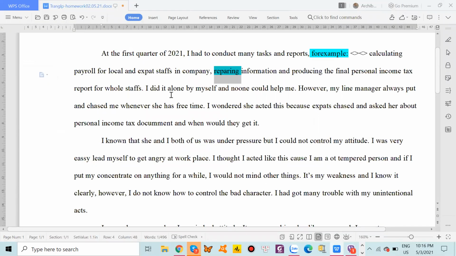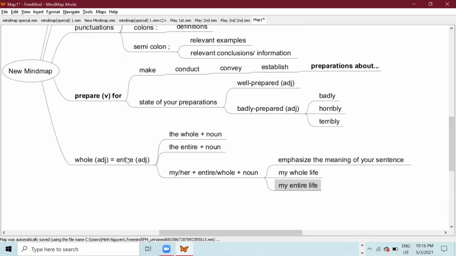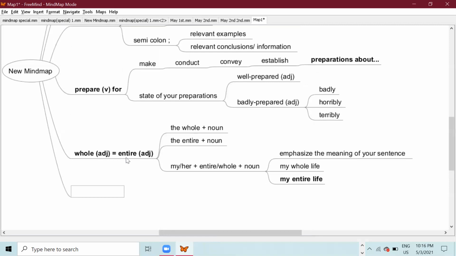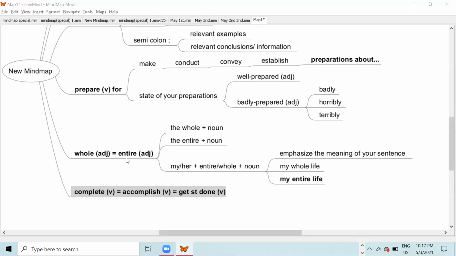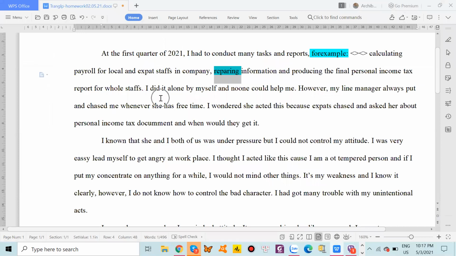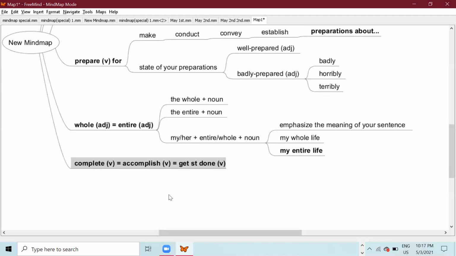I did it alone by myself and no one could help me. Or you can say I did it alone, or I completed it alone, or I accomplished it alone, or I got it done alone. So instead of using the simple verb do, did, done, you can change it into something like complete, accomplish, or get something done, just like this to make your English sound a little bit advanced.